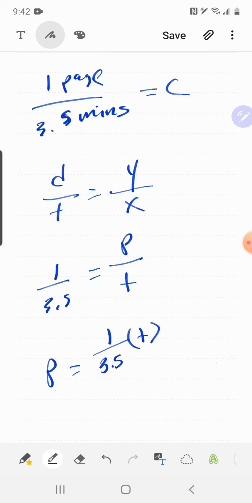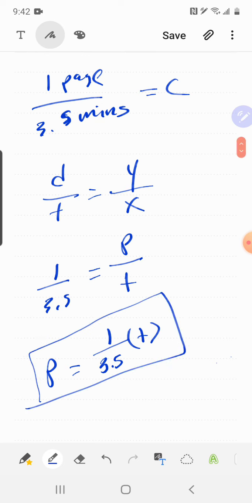All right. So now what this equation does is this equation tells me that I can place a time in for T. And when I place a time in for T, I will know how many pages he did. So that's the first step of getting there.